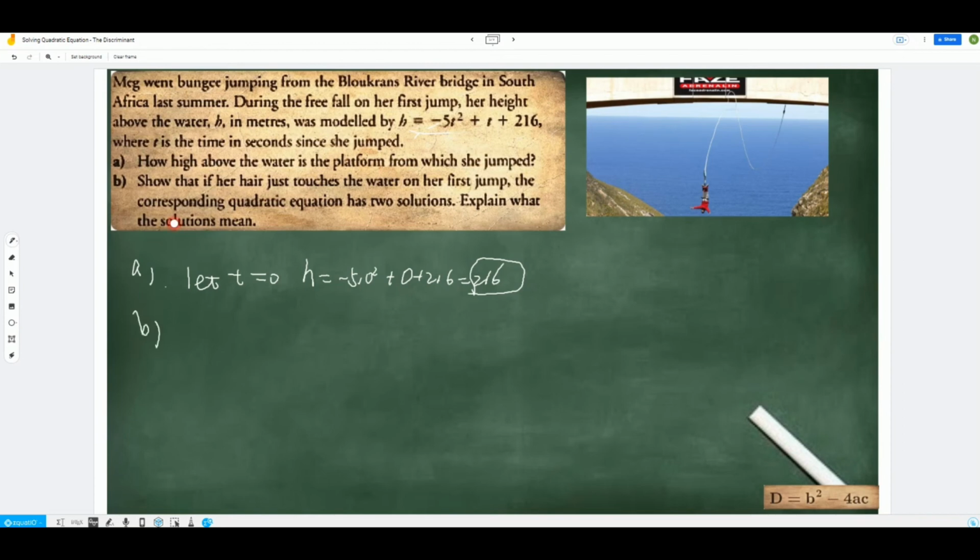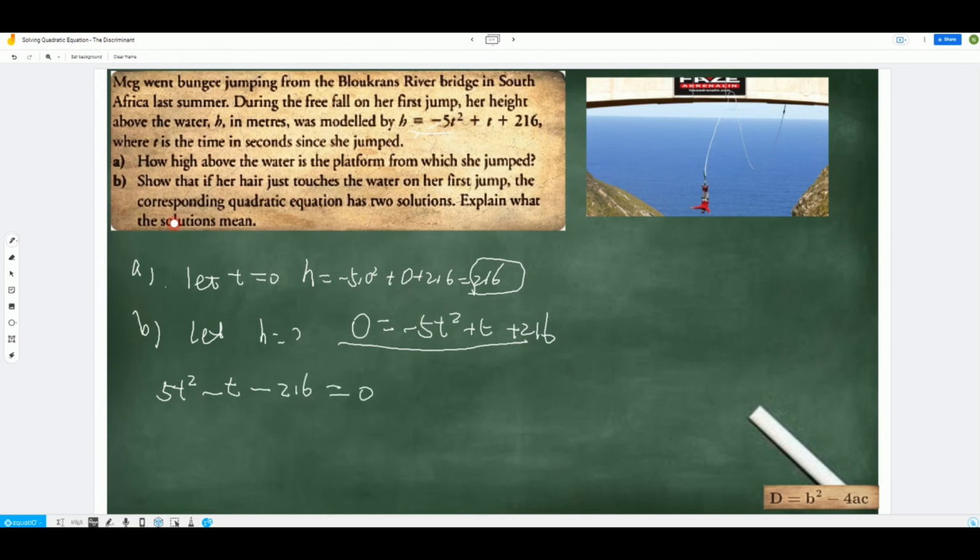And look at B. Show that if her hair just touched the water on her first drop. If her hair touched the water, it means h equals 0, right? So h equals 0. So it means 0 equals negative 5t squared plus t plus 216, right? So both sides multiply by negative 1. And then it should be 5t squared minus t minus 216 equals 0.